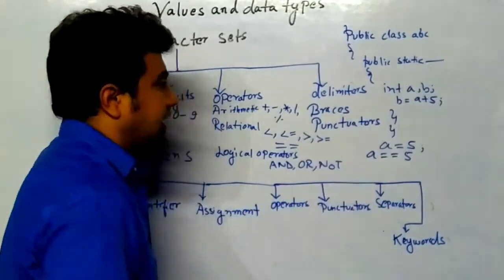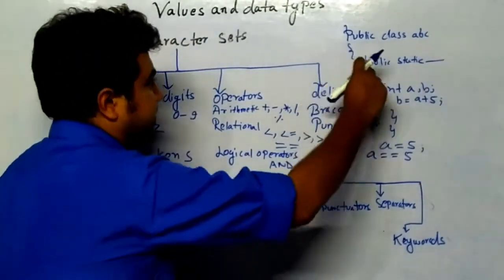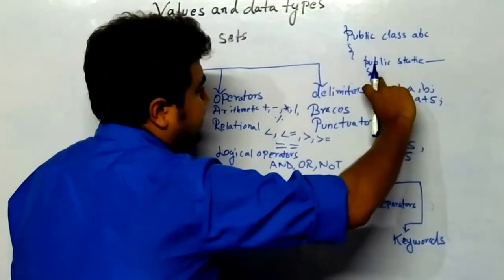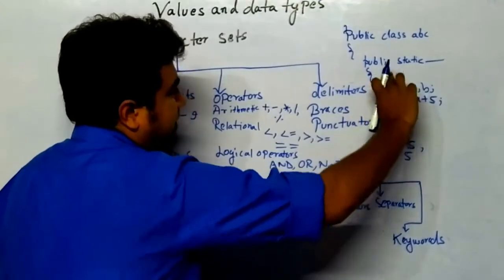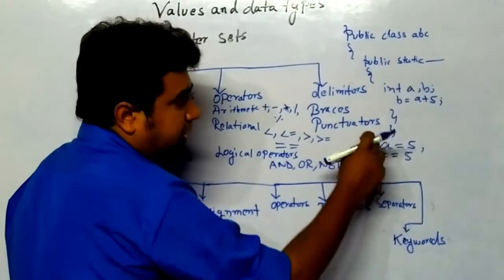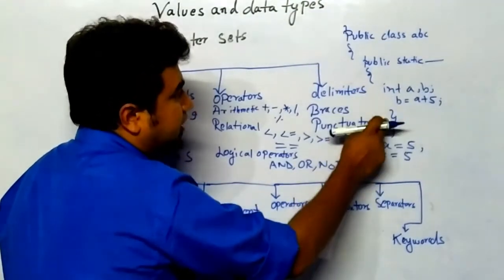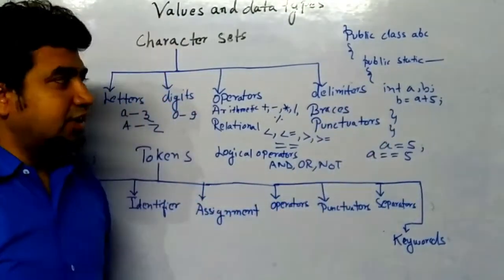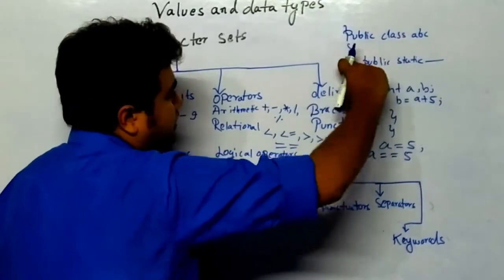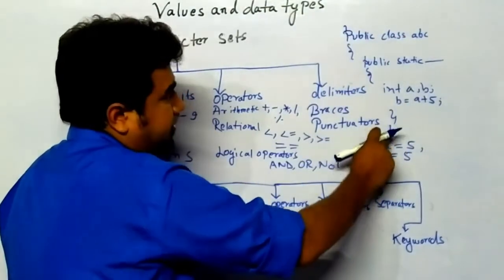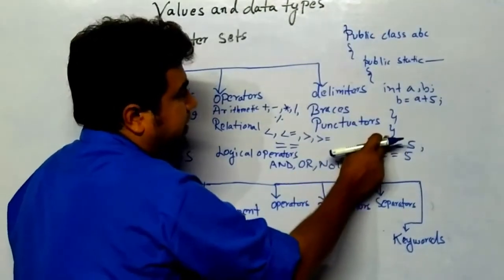Now delimiters, as I stated, braces are known as delimiters. Delimiters means separators, you can say. That these braces, the dimension of public static void main is from this bracket to this bracket. Its boundary is from here to here. If I am saying about this class ABC, its boundary is from this part to this part. This is the boundary of ABC.